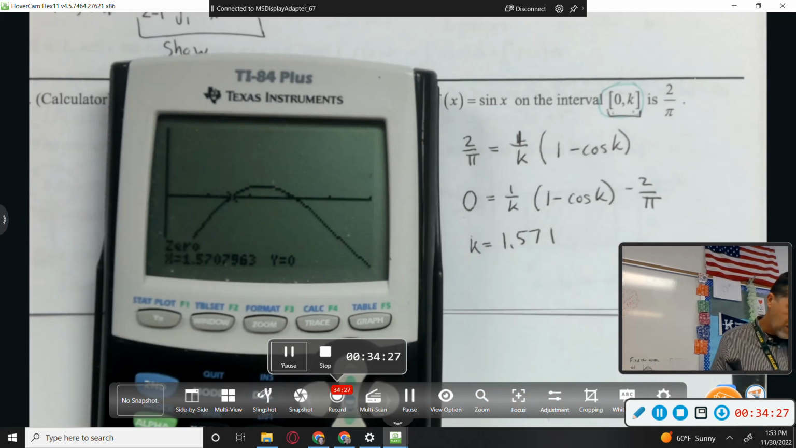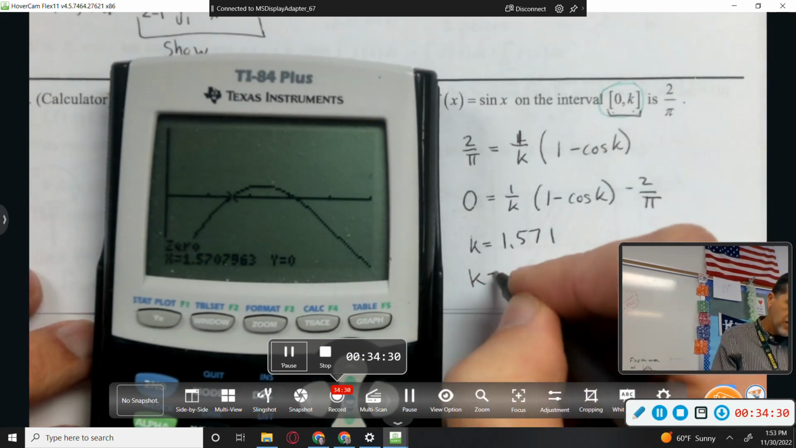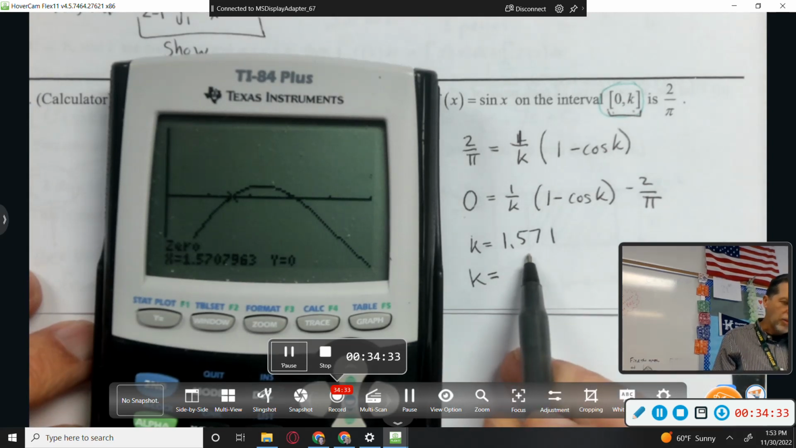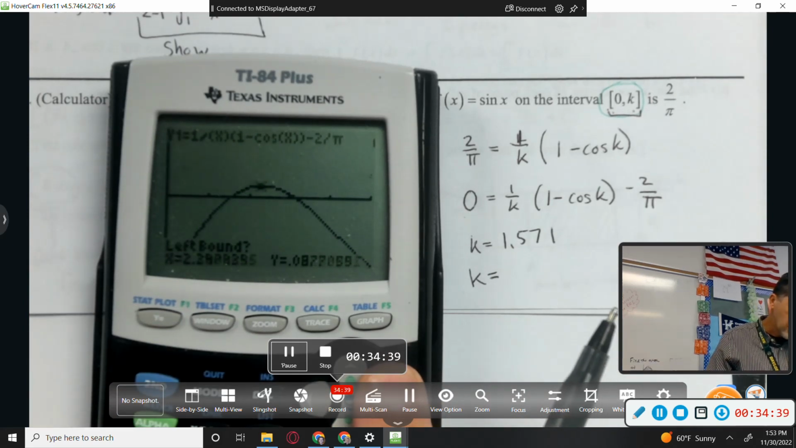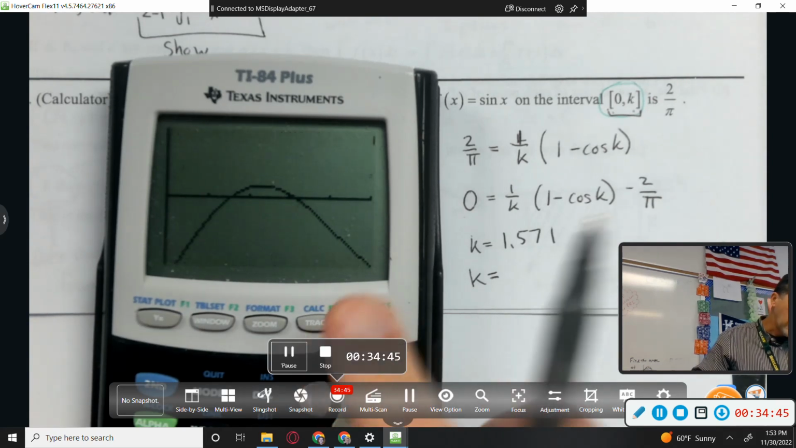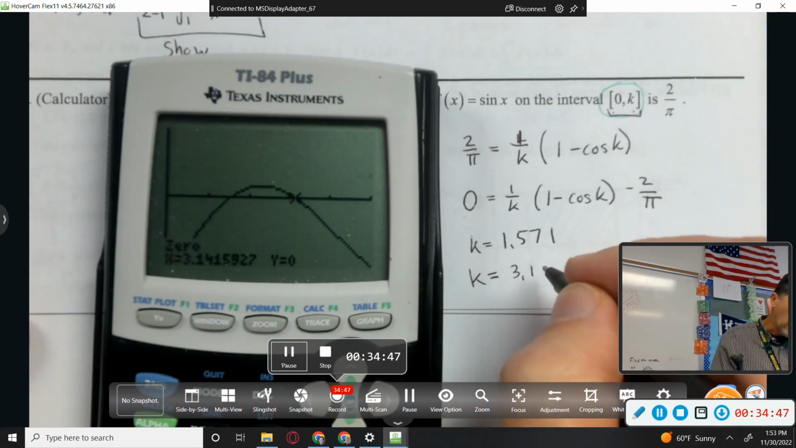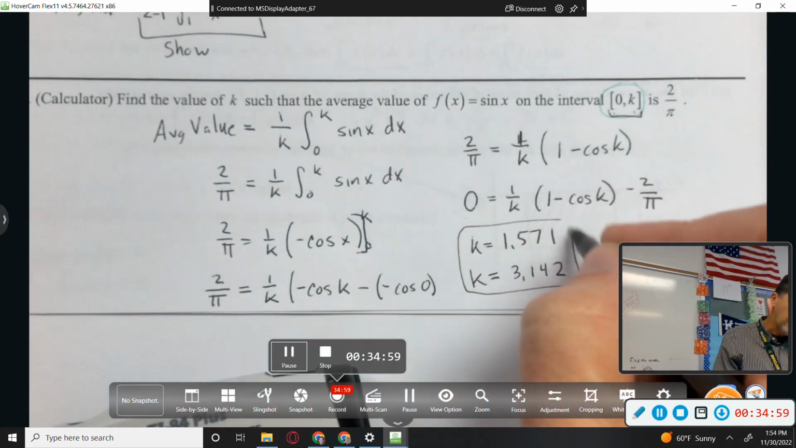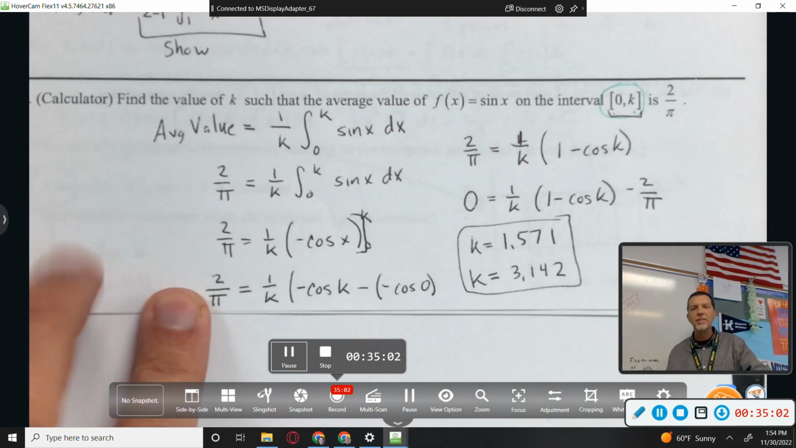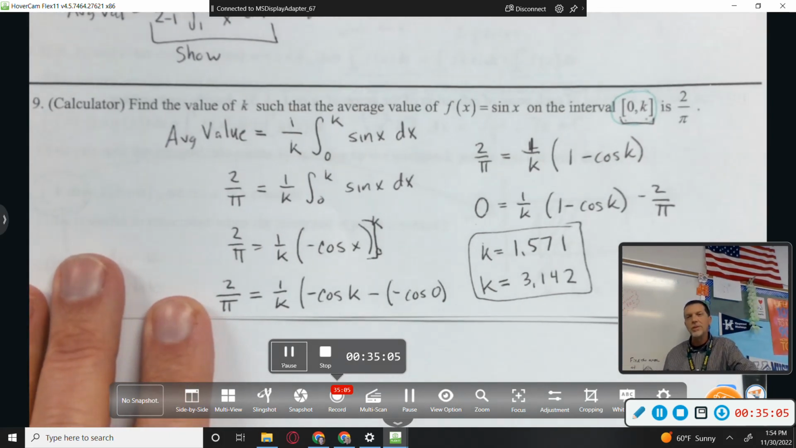1.571. Which I think is pi over 2, but it doesn't matter. Second calc, 0. Find the other one. Left bound, right bound, guess. 3.14159. Pi. 3.142. So I think my answers are pi over 2 and pi, but it said use a calculator, so we'll get decimal answers. I'm not trying to find the exact values.